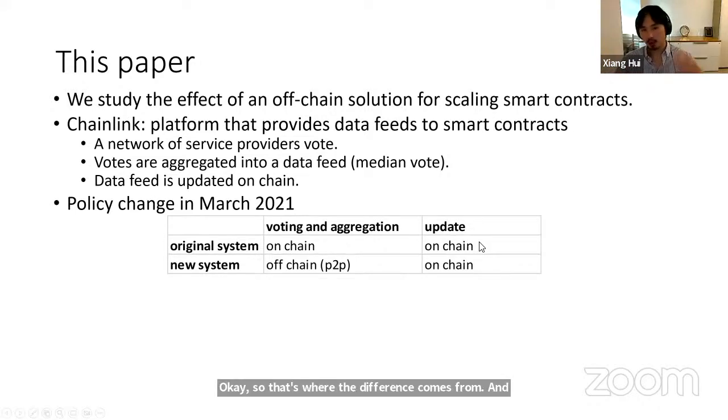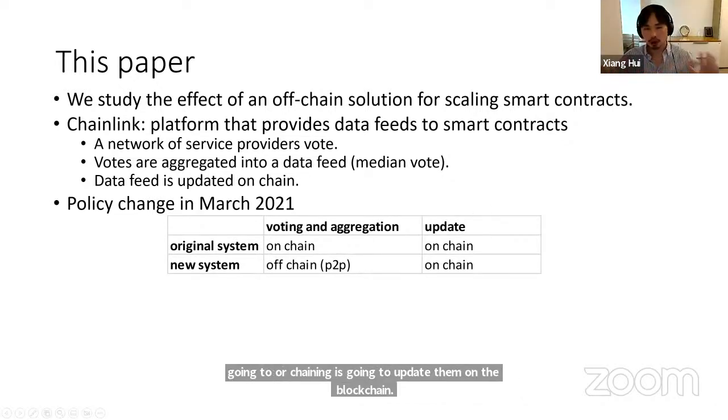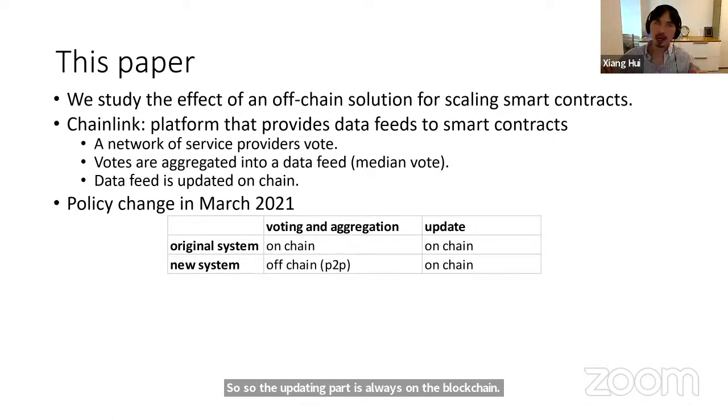And once we have the aggregated output, Chainlink is going to update them on the blockchain. So the updating part is always on the blockchain. Now, in order to understand why this matters, it's important to note that almost 99.9% of the cost of using the system comes from interaction with the blockchain. Okay, so for those of you who know the price of Bitcoin and Ether, you know that it's very costly to play with these chains, right? So that's where the cost comes from.